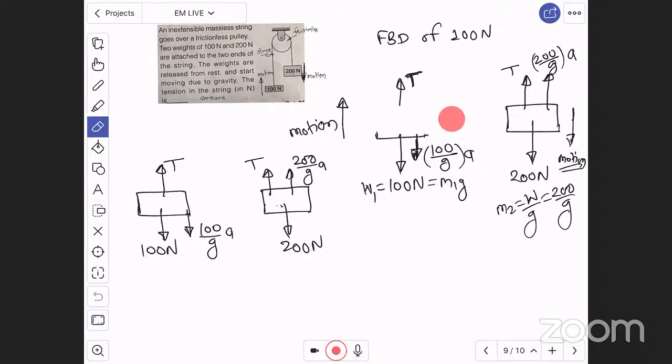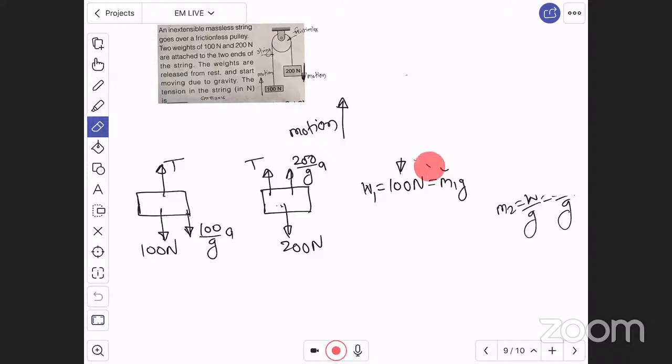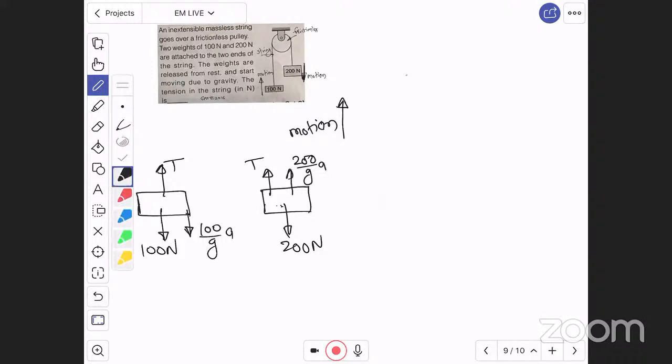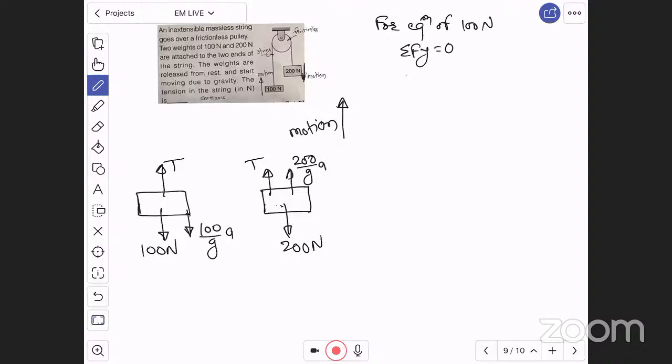This is your free body diagram. Now from these two free body diagrams use equilibrium equations. Now for equilibrium of 100 newton, can I say summation of forces in y direction is equal to 0? So upward is positive, downward is negative. Therefore, upward T is positive, downward 100 and 100 by g into a negative. Therefore, plus T minus 100 minus 100 by g into a is equal to 0. Therefore, can I say T is equal to 100 plus 100 divided by g into a?